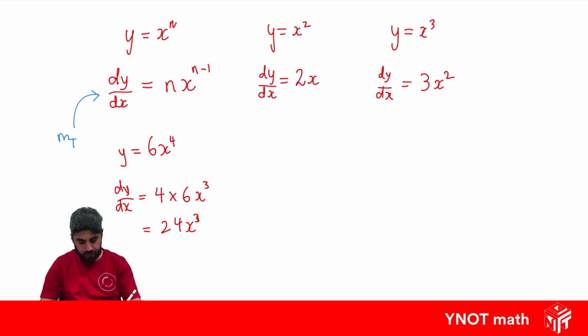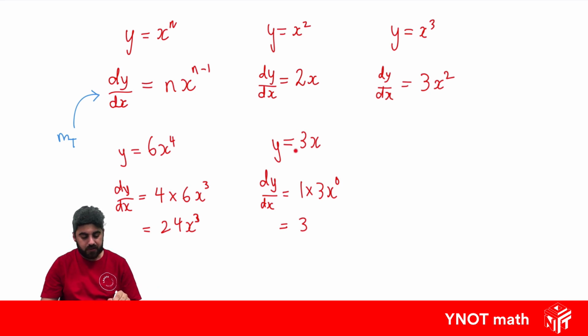Okay. What about y equals 3x? Let's find our derivative. Well, we bring our power to the front, so that's a 1 times 3x. Minus 1 from the power, well, its power is 1. 1 minus 1 is 0. 1 times 3 is 3, and x to the power of 0 is 1. So we end up with 3.